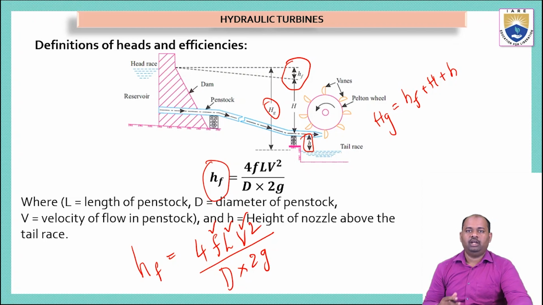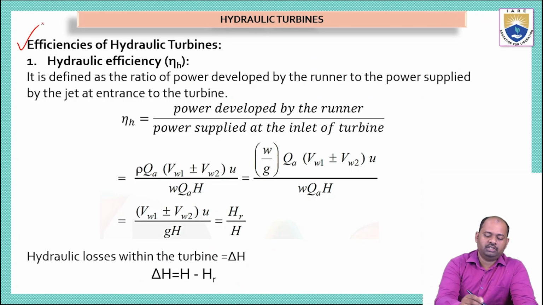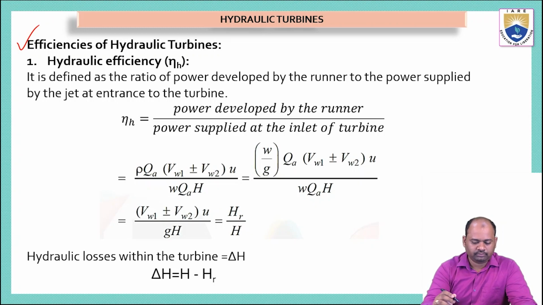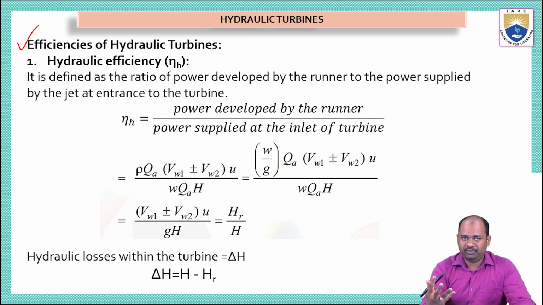Hf is the head loss due to friction, and its formula is 4FLV square by d into 2 times the gravity. Now we'll see what the different efficiencies are. In this slide we can see there are different types of efficiencies which have to be studied when we are trying to understand a turbine. Efficiency is very important when we are working with turbines, because the turbine has to use the potential energy or kinetic energy supplied from the water. When the water touches the turbine blades or vanes, the turbine has to rotate.